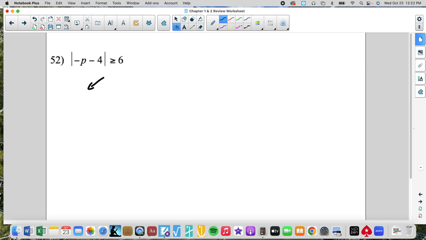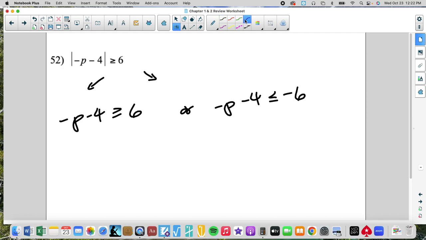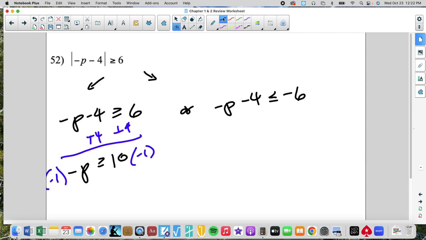This is greater than, so we get two statements. Negative p minus 4 is greater than or equal to 6, or negative p minus 4 is less than or equal to negative 6. We're going to add 4, add 4. Negative p is greater than or equal to 10. We're going to multiply both sides by negative 1. That gives me p is less than or equal to negative 10.